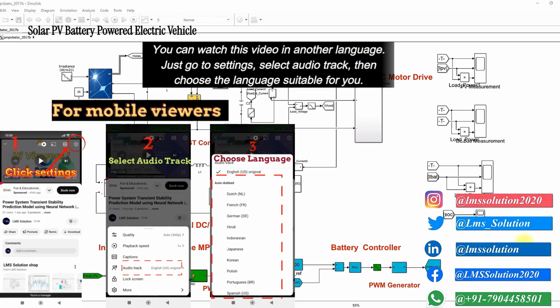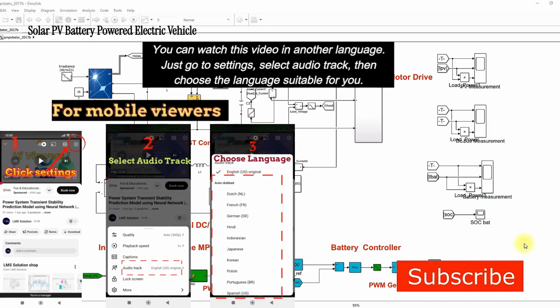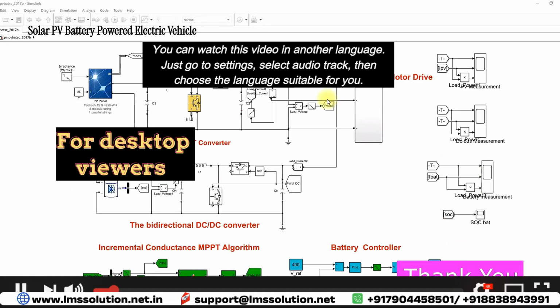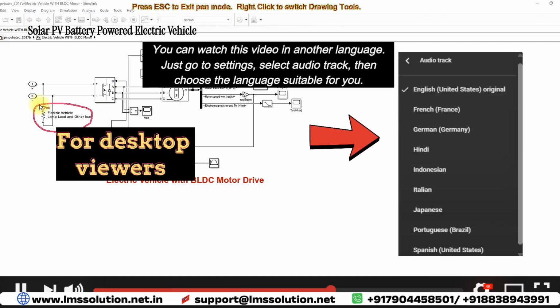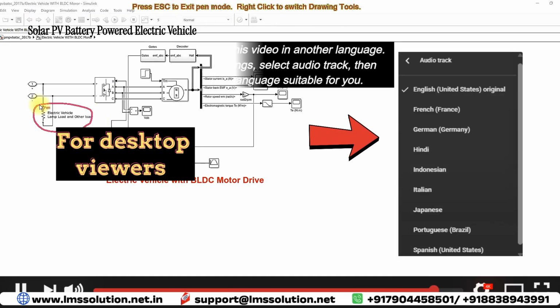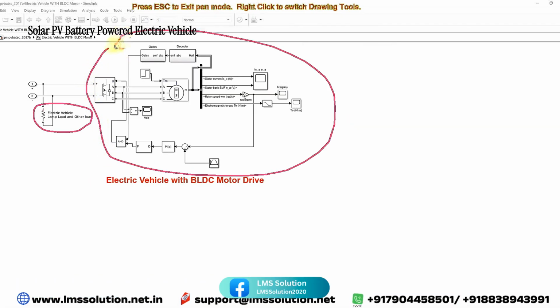Today we are going to see about a solar PV battery powered electric vehicle. This is a simulation model of a solar PV battery powered electric vehicle. The electric vehicle consists of local loads, like a lamp load or an AC load, and we have another load, the BLDC motor drive. The BLDC motor drive is used to drive the transmission to drive the electric vehicle.